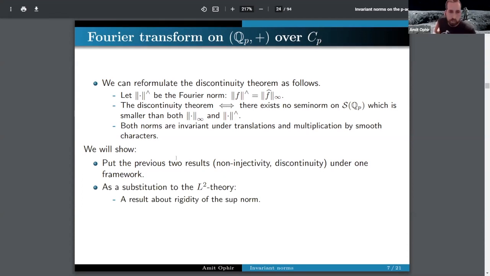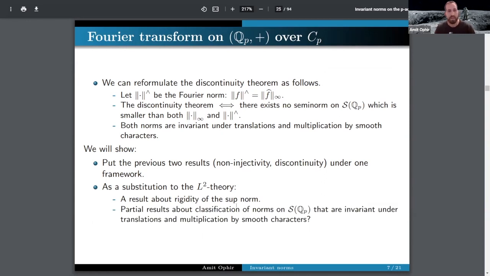The second thing to keep in mind is the following. Maybe as some kind of substitute for the L2 theory, we would like, and we can prove, some kind of rigidity result for the sup norm, similar to the uniqueness of the invariant unitary structure on the space of Schwartz functions when we consider the case of the complex numbers. I mean, we cannot hope for uniqueness like we had over the complex numbers, because we know the sup norm and the Fourier norm are two different invariant norms. But yet we can still say something in that spirit.